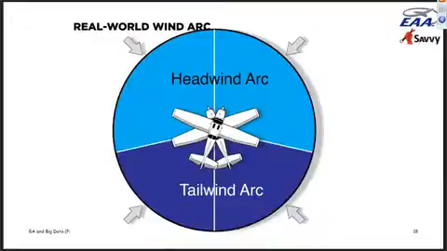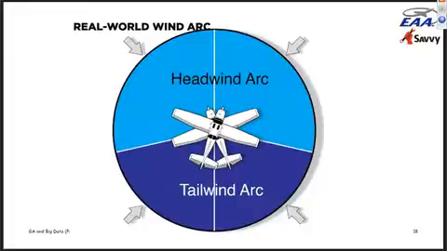This is a little bit exaggerated, but you get the idea that because of the crosswind correction, the headwind arc is more than 180 degrees, and the tailwind arc is less than 180 degrees. In other words, for a crosswind to be ground speed neutral, it actually has to be coming from a little bit behind us, enough to make up for the ground speed that we're losing because we're crabbing into the crosswind.